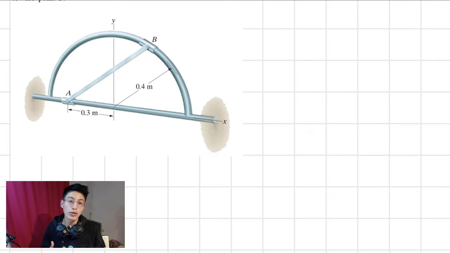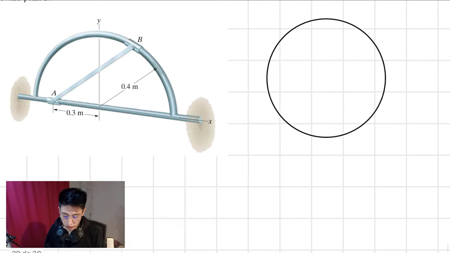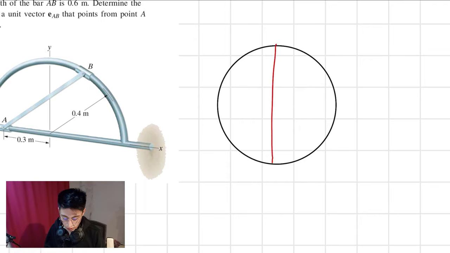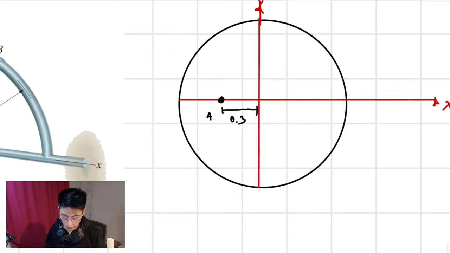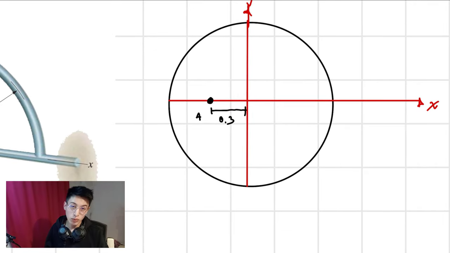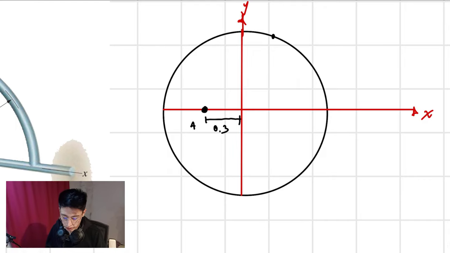I want to do another graphical representation for us to start working on it. All right, so right here we have the circle. Right here, I'm going to draw the middle of it. So we have X and Y. For example, right here, we have the point A, which is 0.3 meters. But at the end, we have to place the units. But during the exercise, it's not necessary. And for example, right here, we have the point B. Right here, we have the radius, 0.4 meters.